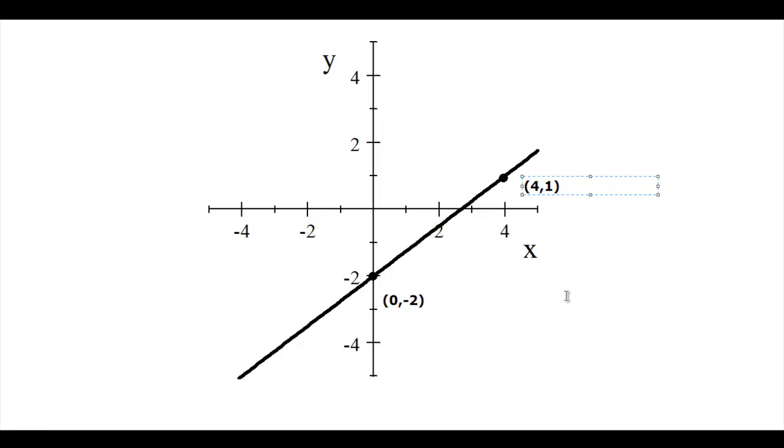So if we look at how much run we get from here to here, that is of course 4 minus 0, that is 4. I will formally write it, that is 4.